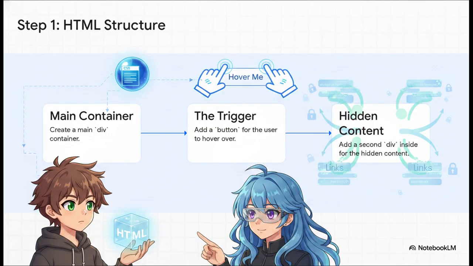The HTML for this is surprisingly simple. All we need is a main container. Let's call it our drop-down div. Inside of that, we put the button the user will actually hover over. And then right after it, we add another div that holds all of our hidden ranks. This parent-child structure is absolutely the key to making this whole thing work.